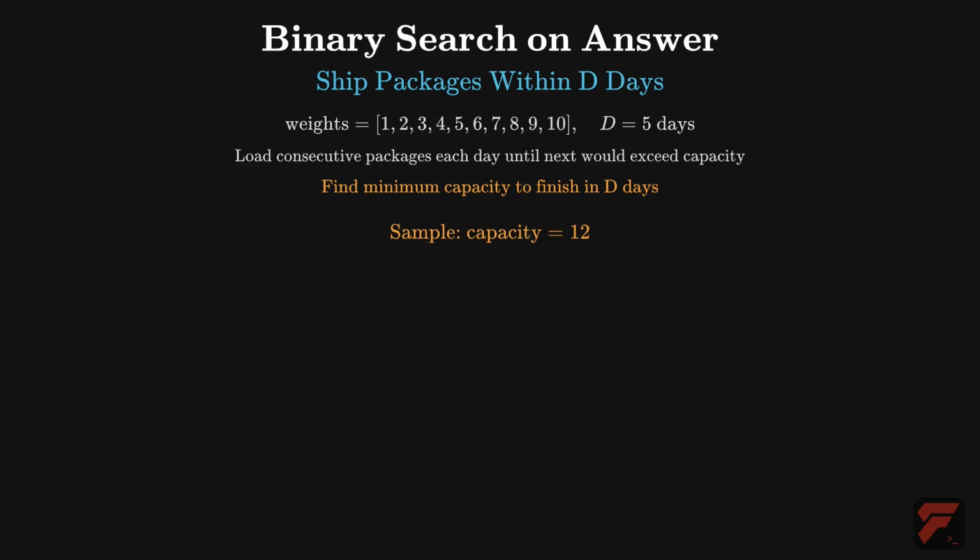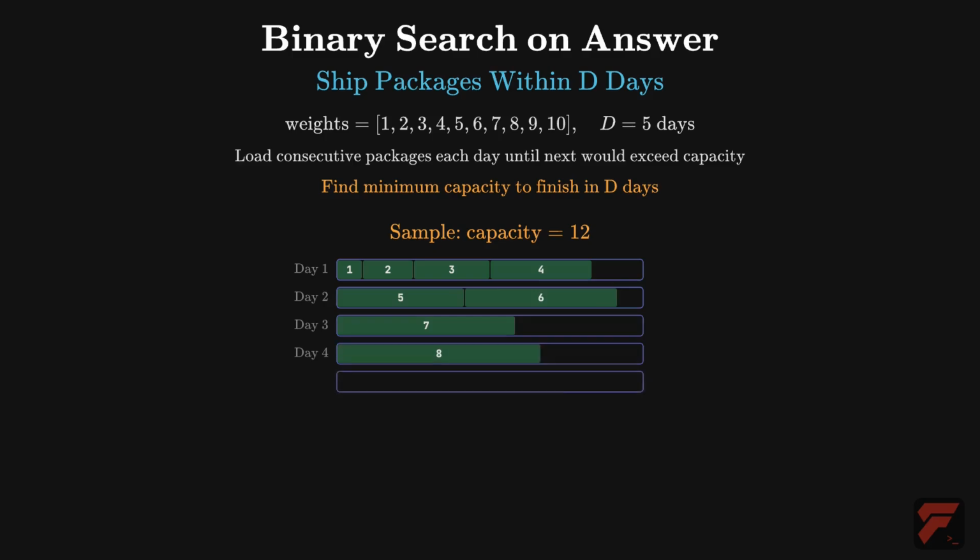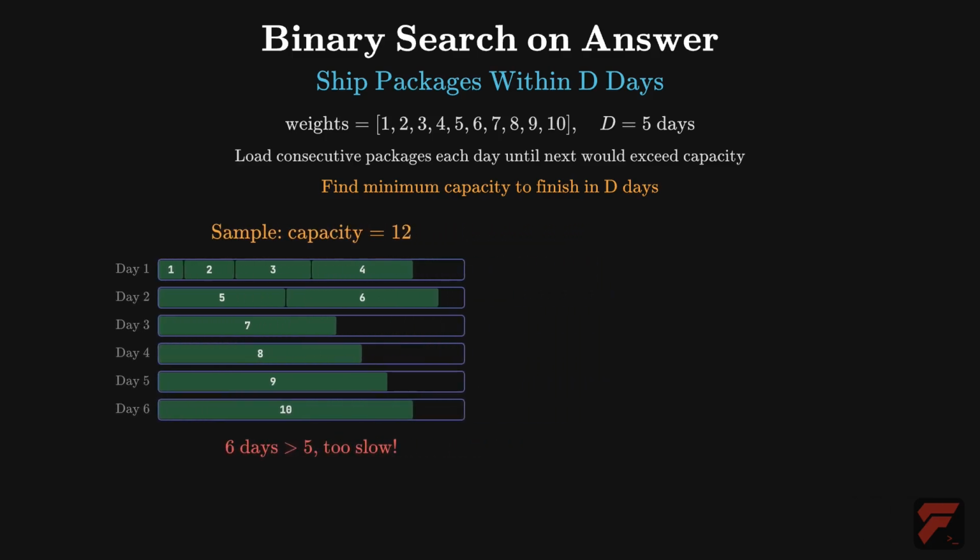Let's try capacity 12. Load packages into the ship one by one until the next won't fit. Day 1: 1, 2, 3, 4, total 10. Adding 5 would exceed 12. Start a new day. Keep going. 6 days, too many. Same logic: if capacity X works, anything bigger also works. Monotonic.